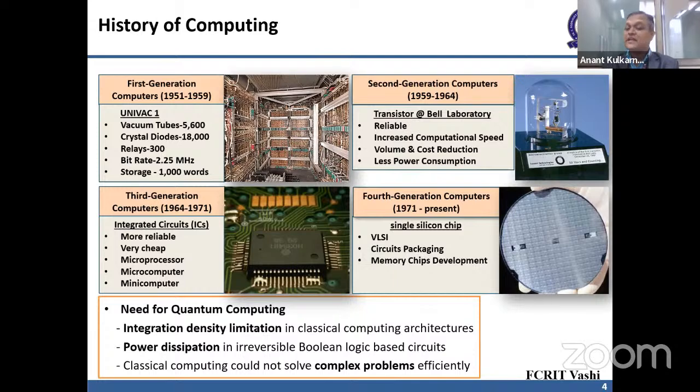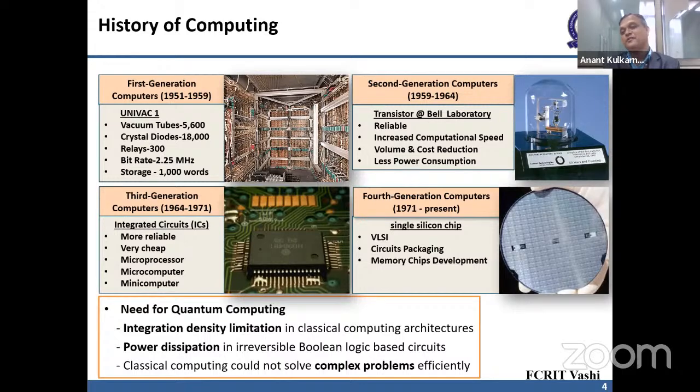What was the speciality of the third generation? As integrated circuits, or ICs, came into the picture, they were more reliable and, in comparison to discrete transistors, very cheap. There was utilization of microprocessors, microcomputers and minicomputers. Again, it was a very big revolution.